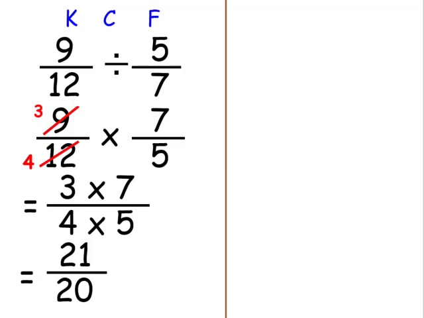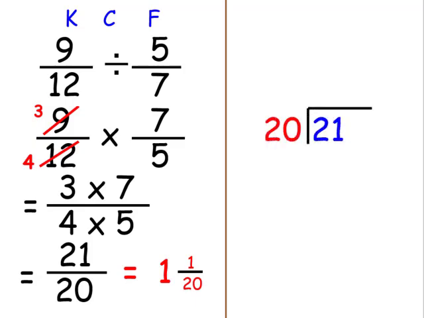In this case, we have an improper fraction. We can see that we have 1 extra, so we can write 1 and 1/20th, or we may want to do the work. 20 goes into 21 one time. 1 times 20 is 20. 21 minus 20 is 1. We write our remainder as the numerator to the divisor.